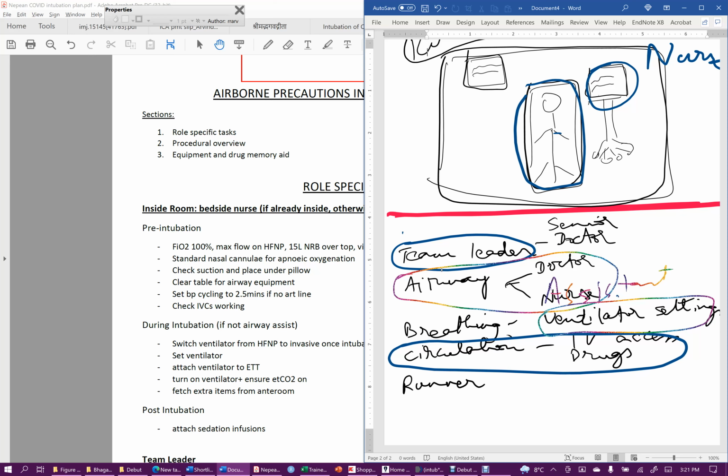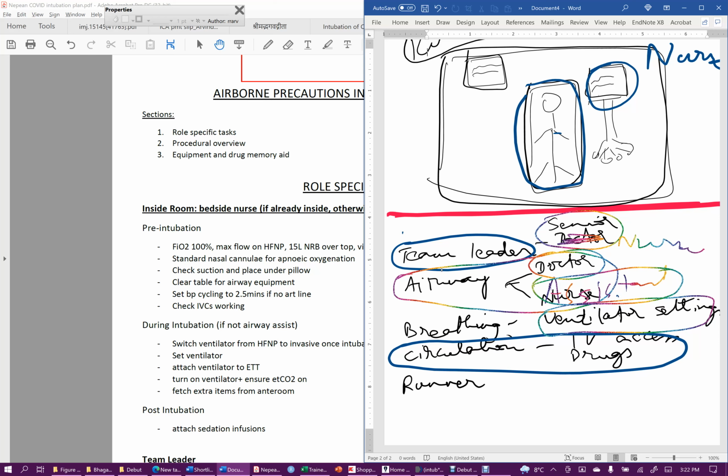inside the room: one team leader, who can be a senior doctor or a senior nurse, it can be anyone, an airway doctor and an airway assistant, these three people. The team leader's job will be to look after the circulation for a bit, and the airway assistant's job will be, after the airway is secured, to look after the post-securing steps of cuff inflation, checking the tube, attaching the ventilator, etc.